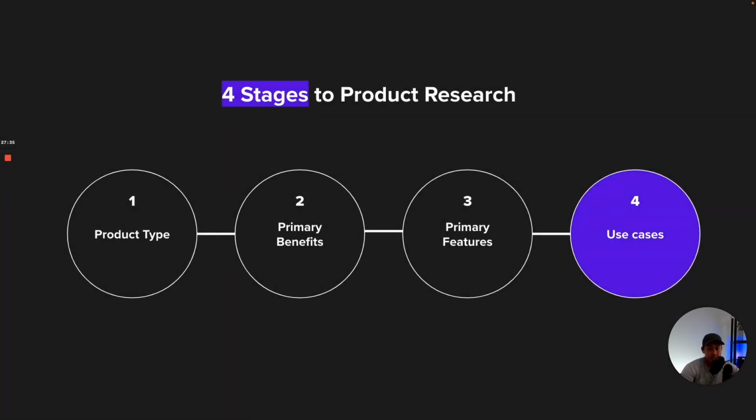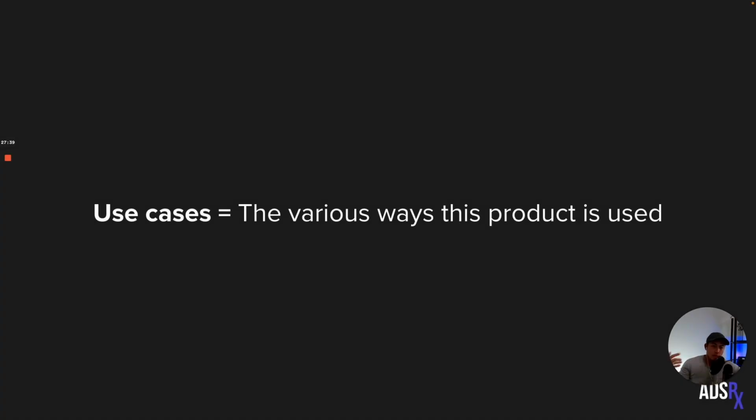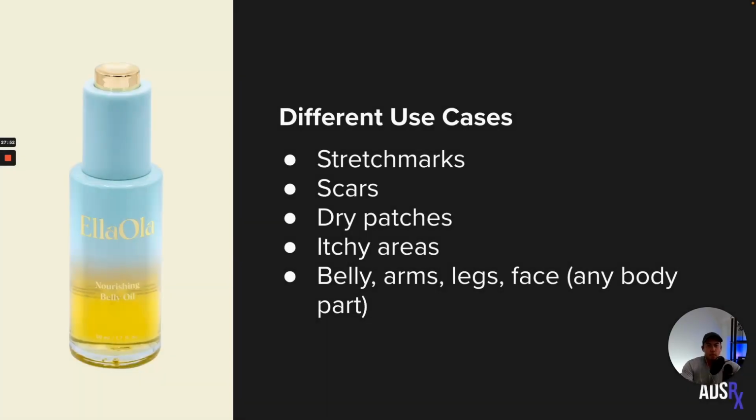The last stage to product research is going to be your use cases. All right. Use cases are the various ways to use this product. I think this is super important. I learned this from another agency, working with them for a long time. In the strategy call, we'd always talk about, okay, what are the different ways to use this product? All right. So different use cases. You can use the product for stretch marks, obviously, scars, dry patches, itchy areas, belly, arms, leg, face, any type of body part. You can even go further with this with different use cases.